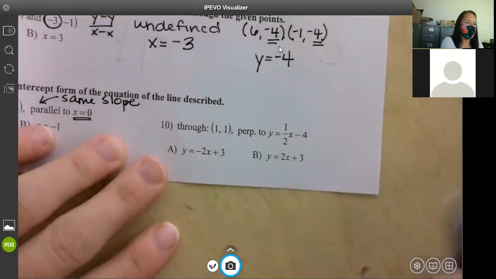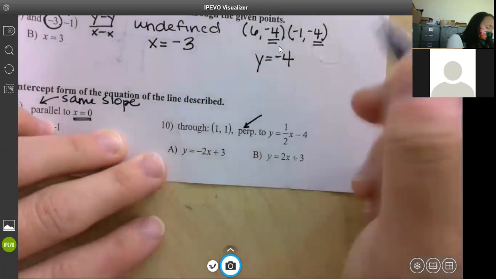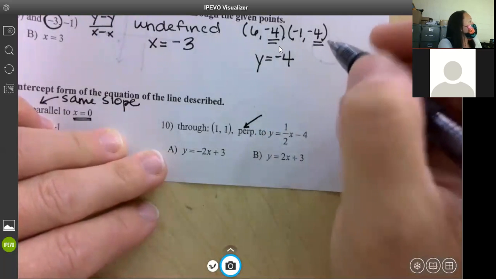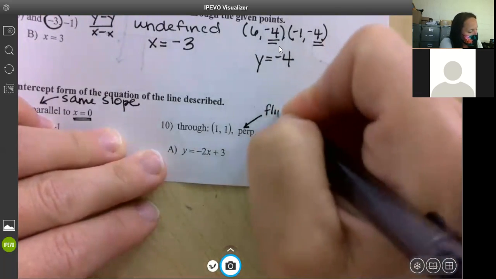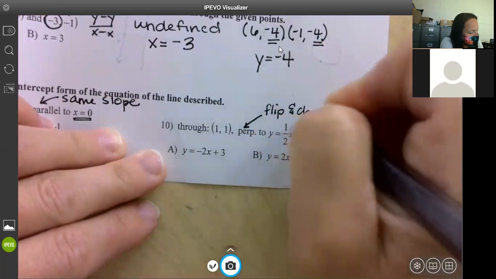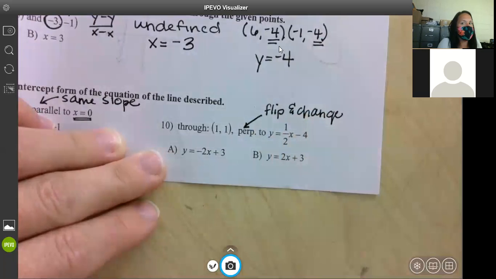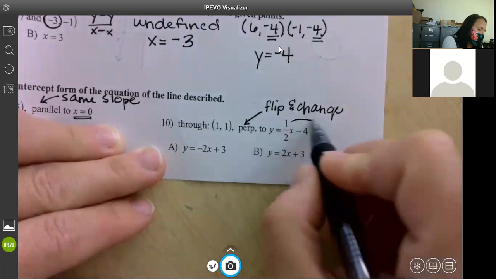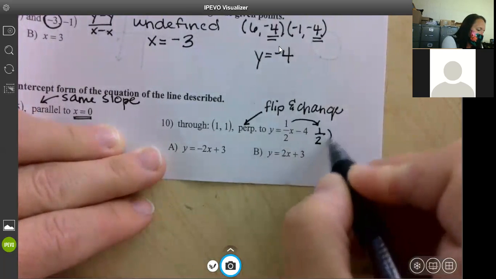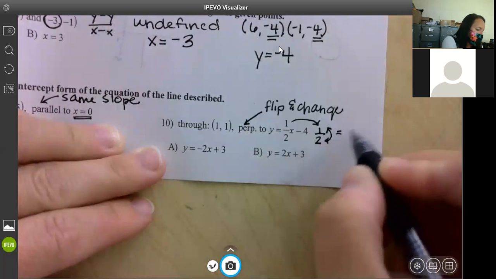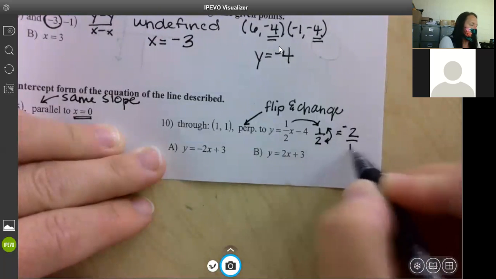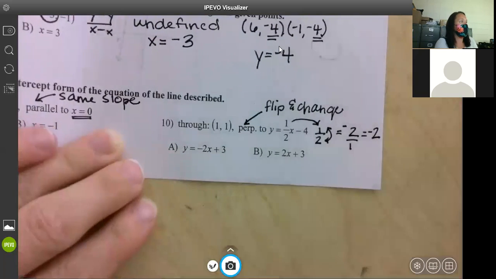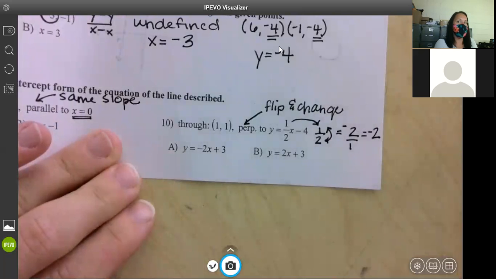What does perpendicular mean? You guys remember perpendicular? Yeah, so it's not the same slope. I told you it was the flip and change the sign. All your perpendiculars should be very simple. You're going to take your slope that you have right now, which is 1/2. You're going to flip it over and then change the sign. So I flipped it over to 2/1. I changed the sign to negative, which means -2. Which one is your answer?